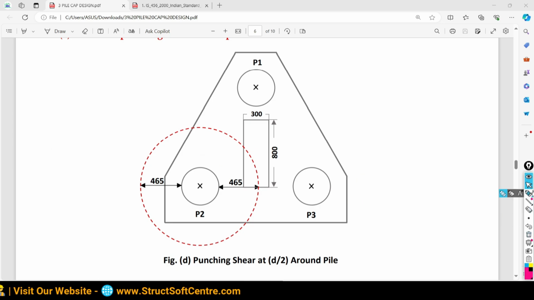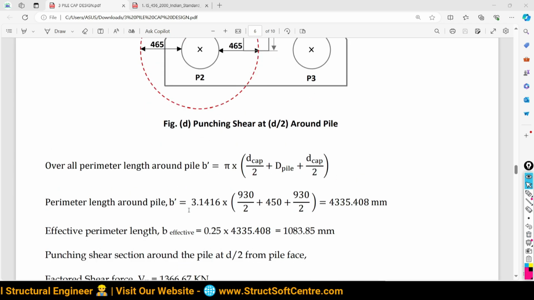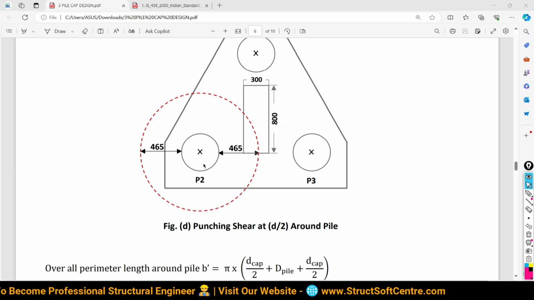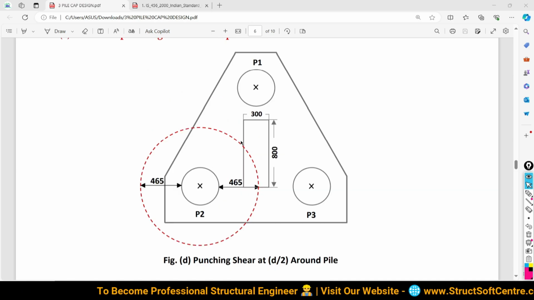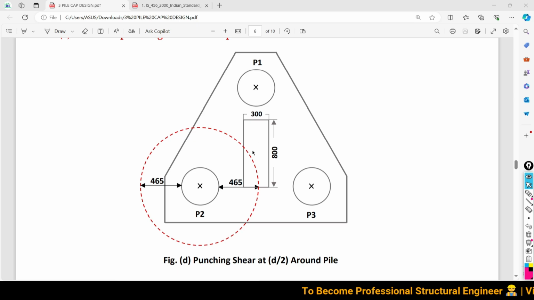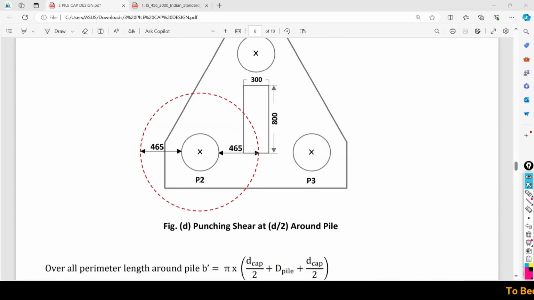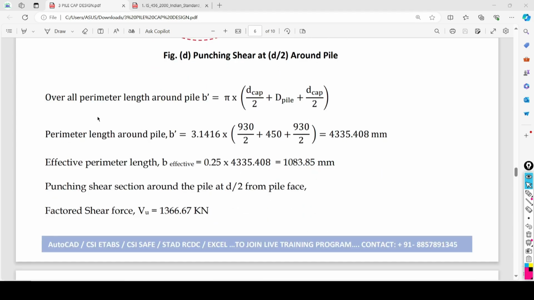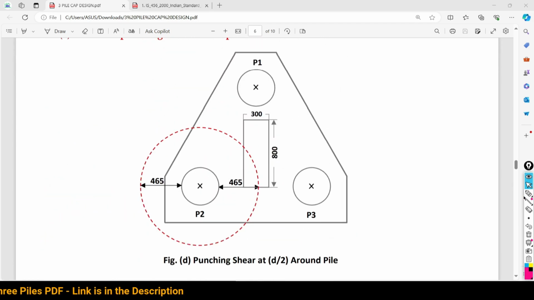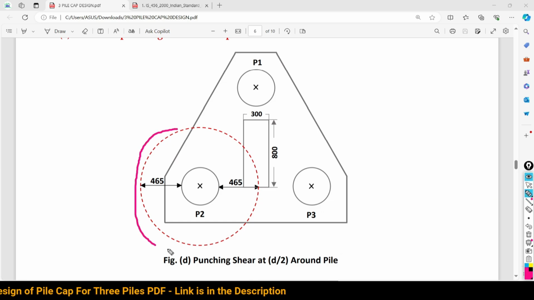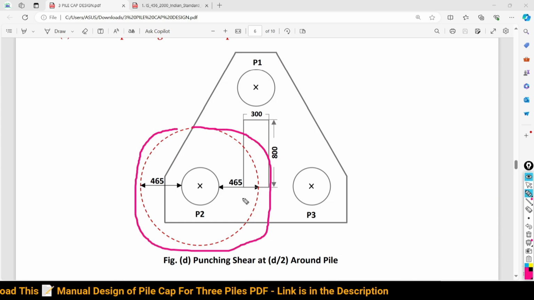So I am going to consider, let's say, P2. For the consideration, you can take P2, P3, P1, or you can take all of these. Around each of the piles you can check. But for your understanding, I am going to discuss only P2. So overall perimeter length around the pile. Around the pile, what is the length of this circle? Perimeter, at a distance of d cap divided by 2.